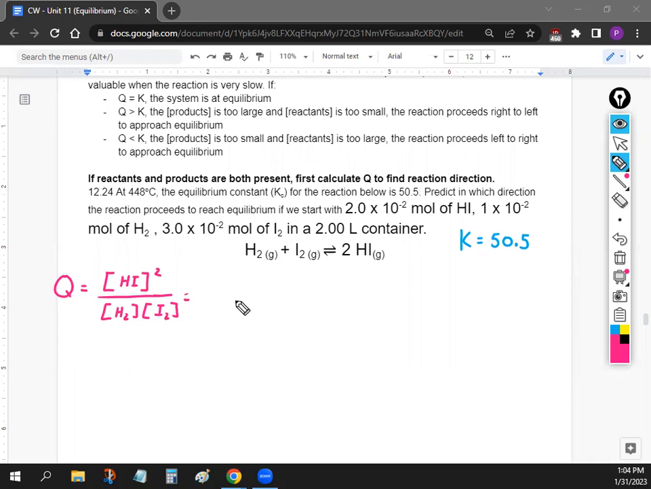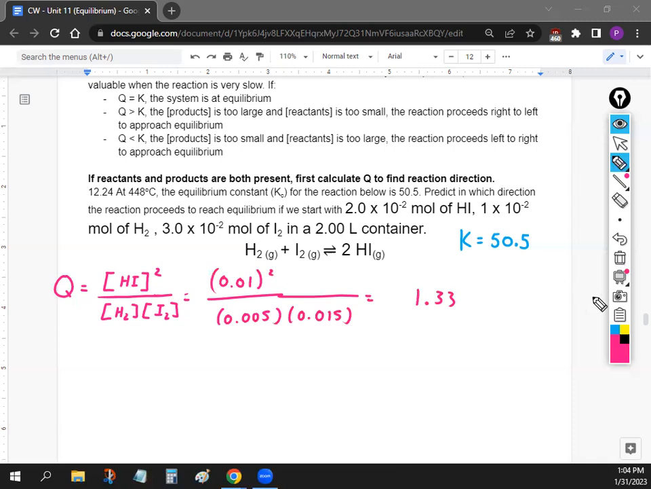I'll plug in molarity, just because that's how I did it. You're going to get 0.01 squared on the top. On the bottom, you're going to get 0.005, and then 0.015. Then you calculate that out, and for Q you will get a value of 1.33, something around there.